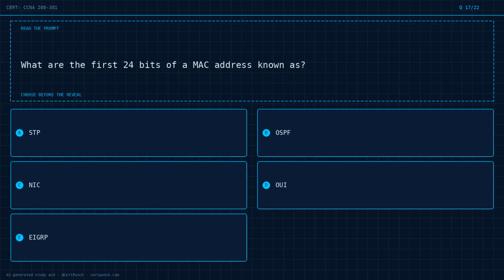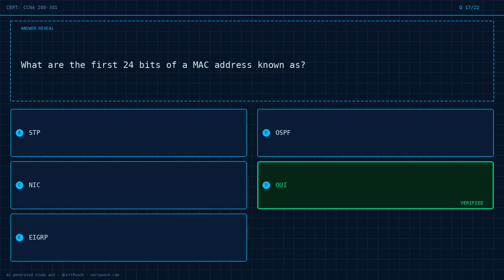Question 17 of 22. What are the first 24 bits of a MAC address known as? Option A, STP. Option B, OSPF. Option C, NIC. Option D, OUI. Option E, EIGRP. Choose the best answer before the reveal. Commit to it now.